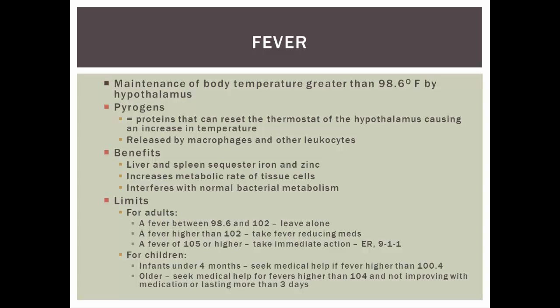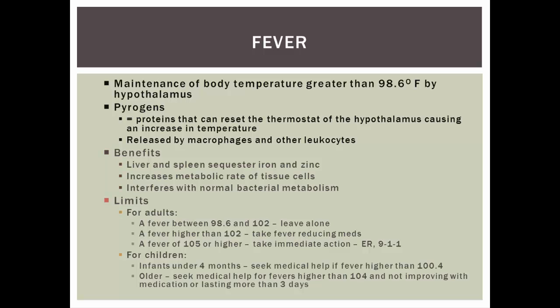Now the idea of fever is to maintain a body temperature greater than the 98.6 degrees Fahrenheit by the hypothalamus. Now the idea is the hypothalamus just resets its thermostat. So in other words, instead of 98.6, maybe it's going to be set at 100 or 101. So we have a higher than normal temperature, but it'll fluctuate a little bit up and down around that set point, but it's just a higher set point. What triggers this resetting of the thermostat are pyrogens, and those are going to be released by macrophages and other leukocytes to get the hypothalamus to respond and have a higher set temperature.